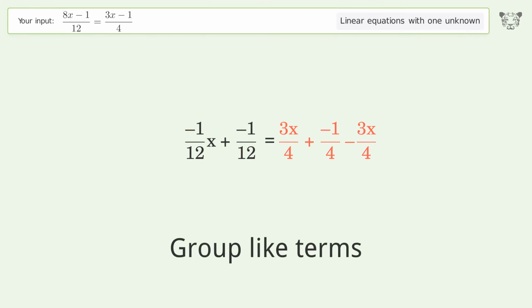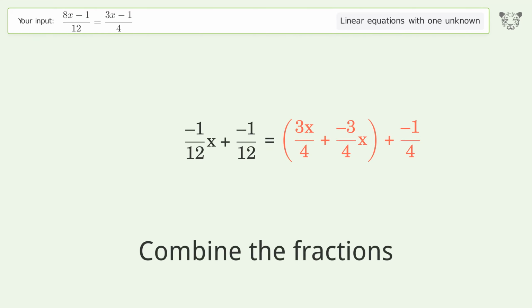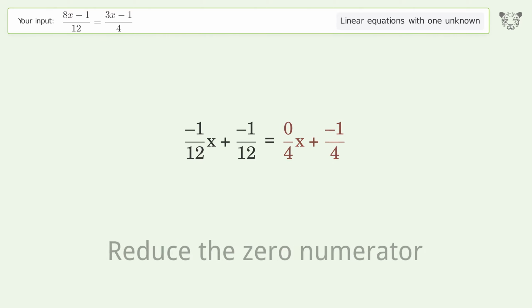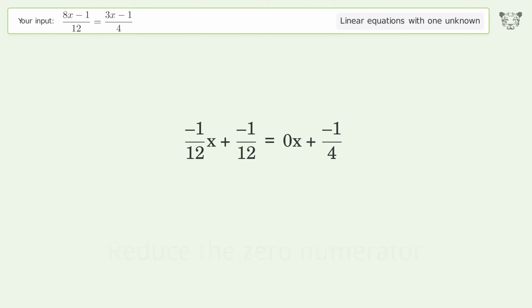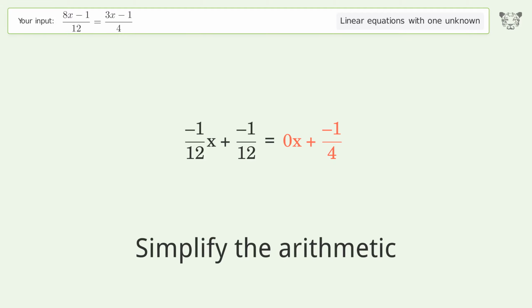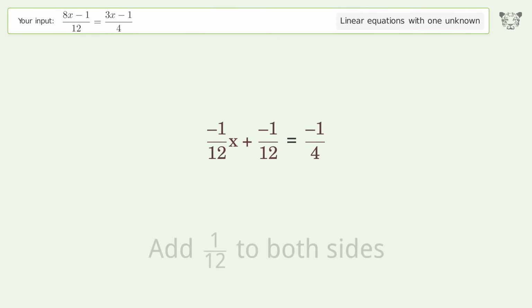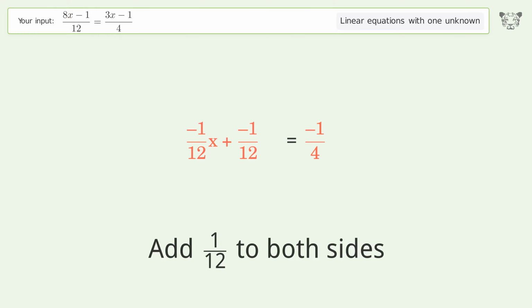Group like terms. Combine the fractions. Combine the numerators. Reduce the zero numerator. Simplify the arithmetic. Group all constants on the right side of the equation. Add 1 over 12 to both sides.